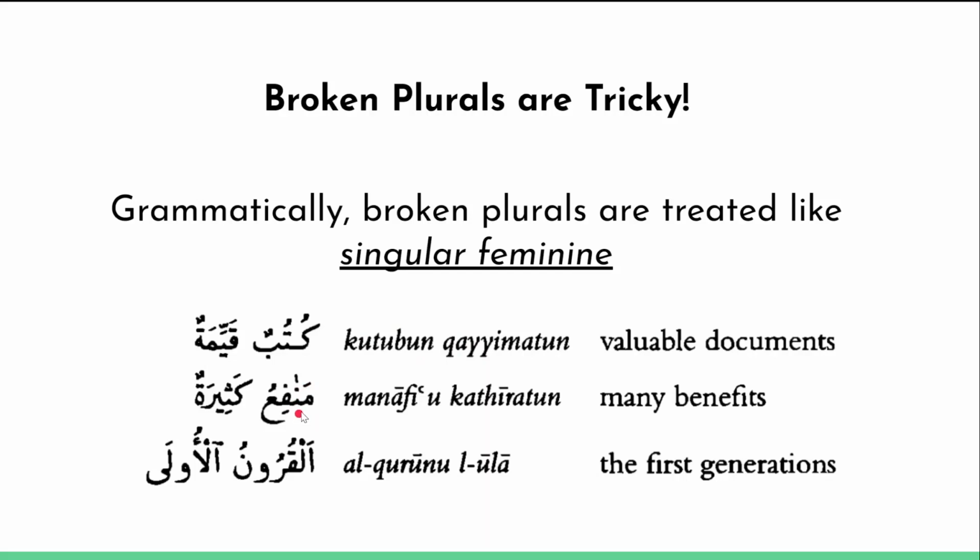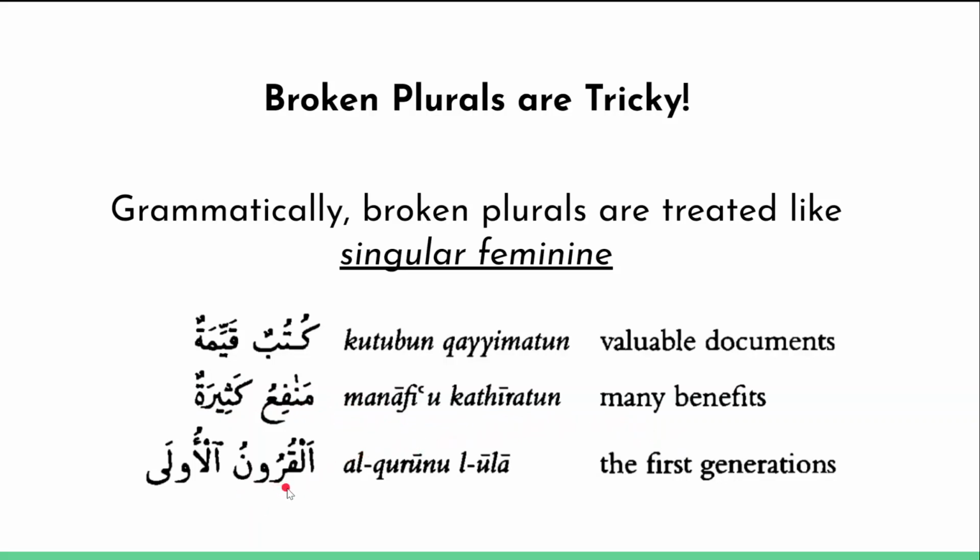Manafi' means benefits. It's a plural, and it's a broken plural. Okay, you'll notice that there's no sign of any una or atun, and so we know it must be a broken plural. And as a result, we use the singular feminine adjective kathiratun. Okay, so what would the masculine adjective have been? It would have been kathirun, but now we use kathiratun, which means many. And so in this case, we have manafi'u kathiratun, which means many benefits.